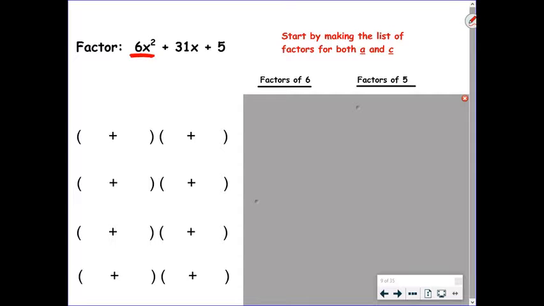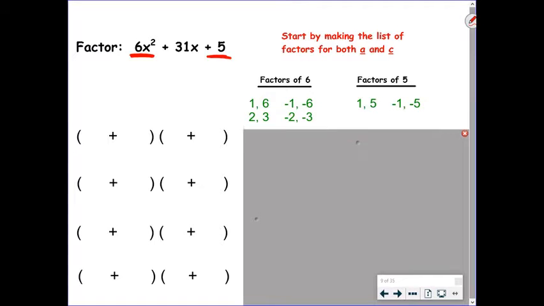Now, the problem is this. It usually was x squared. Well, that makes it much more difficult if it's 6x squared, because now my factors of 6 are 1 and 6, 2 and 3, negative 1, negative 6, negative 2, negative 3. So I have many more options here. I have many more things that I have to try.